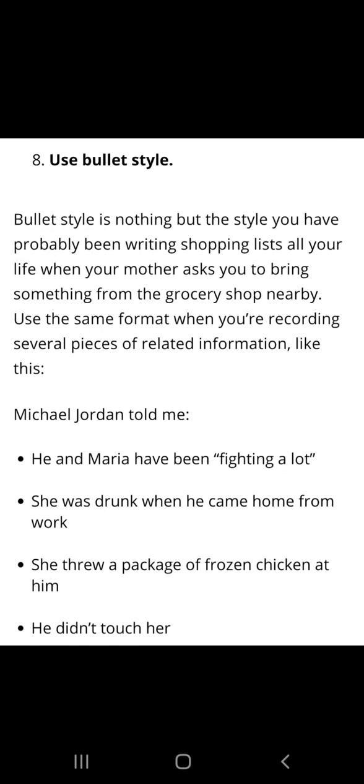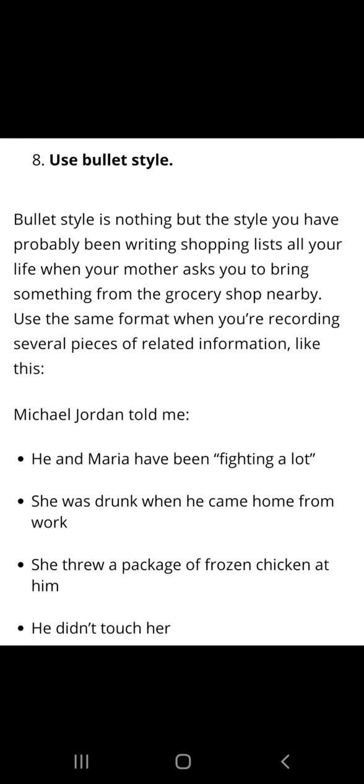Use bullet style. Bullet style is nothing but a style you have probably been using, writing shopping lists all your life when your mother asks you to bring something from the grocery shop nearby. What do you write when you are giving a list to bring articles from the market? Number 1 this, number 2 this, number 3 this, or you make a star or bullets as you like. In this way you can also write the details of the report.